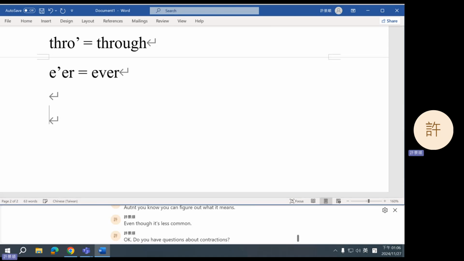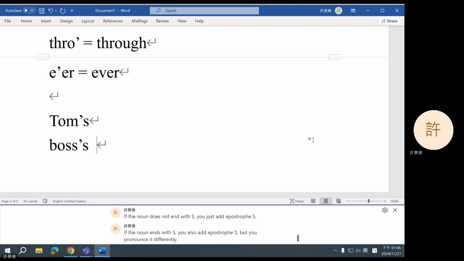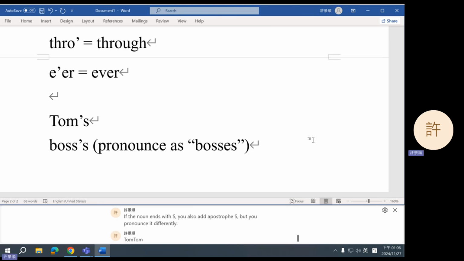All right, let's move into possessives. We already talked a bit about possessive pronouns. Let's talk about general cases. If the noun does not end with S, you just add apostrophe S. If the noun ends with S, you also add apostrophe S, but you pronounce it differently. Tom, Tom's, boss, boss's.